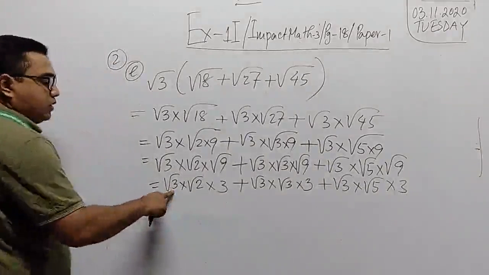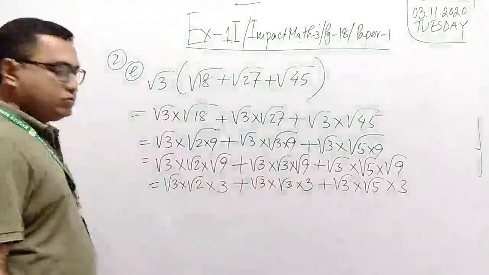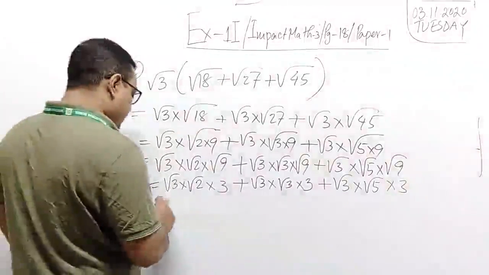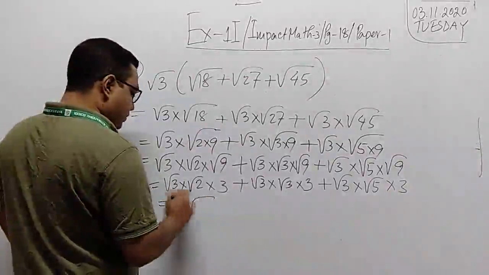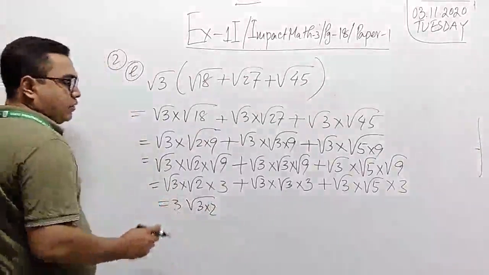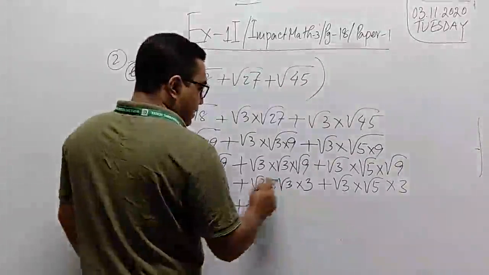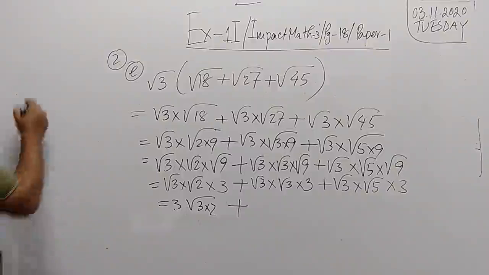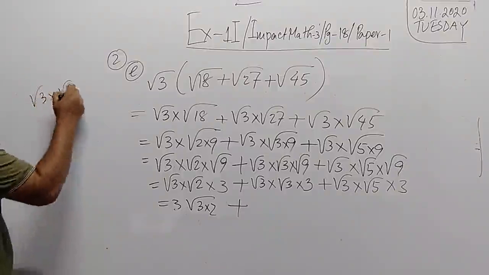Here, square root of 3 and square root of 2. They are different sides, so mix them. So square root of 3 into 2 and give 3 as coefficient. Then square root of 3 into square root of 3.